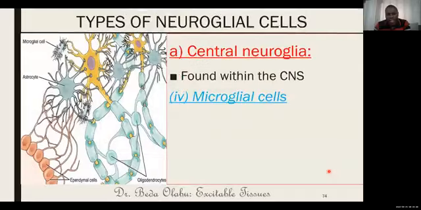The last central neuroglial cell to talk about is the microglial cells. As the name suggests, they are a bit smaller compared to the others. This is microglial in this particular diagrammatic representation of these cells. So the microglial cells are a bit smaller than the others. That's why we call them microglial cell.